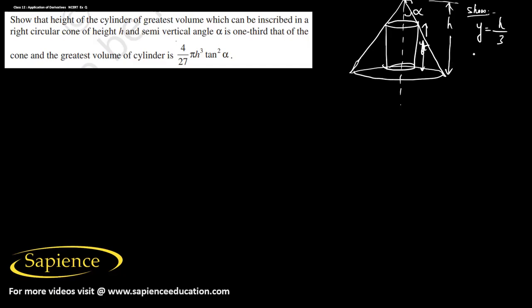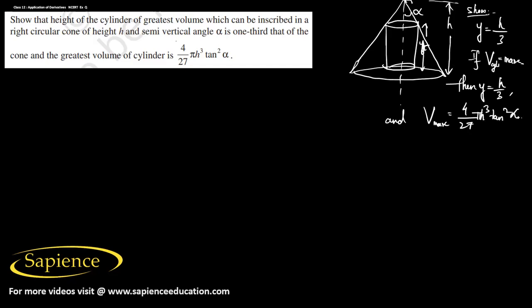If the volume of the cylinder is highest, it should be the greatest volume. So if the volume of the cylinder is maximum, then y should be equal to h by 3. This we have to prove. And the maximum volume of the cylinder should be equal to 4 by 27 pi h cube tan square alpha. This also we have to prove.